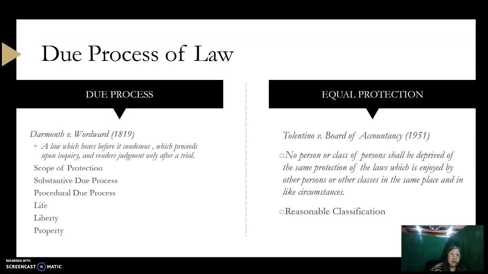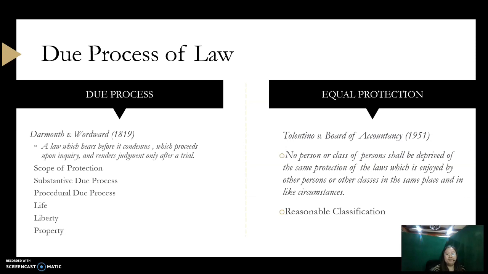The opening salvo in Section 1 of the Bill of Rights, Article 3 of the 1987 Constitution, states that no person shall be deprived of life, liberty, or property without due process of law, nor shall any person be denied the equal protection of the law. So in this provision, there are big words. So you have due process, you have equal protection, and of course, life, liberty, and property.